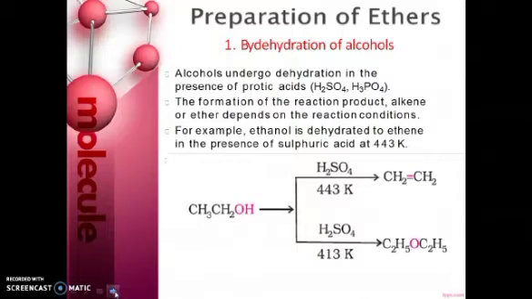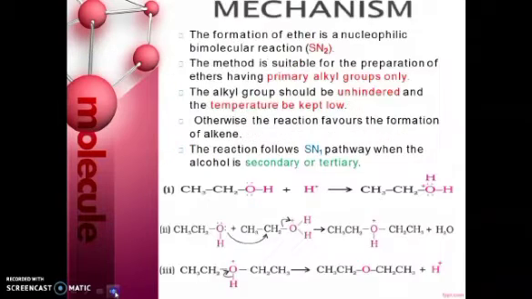First is the preparation of the ethers. The first method is by dehydration of the alcohols. Generally, dehydration of alcohols at 443 Kelvin gives alkene formation. But at 413 Kelvin, that is at low temperature, the formation of ether takes place.